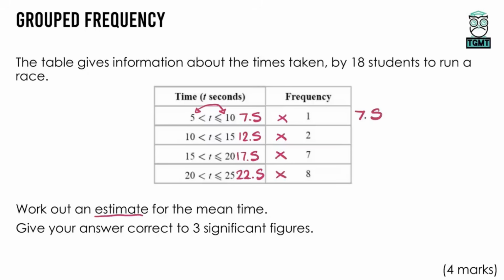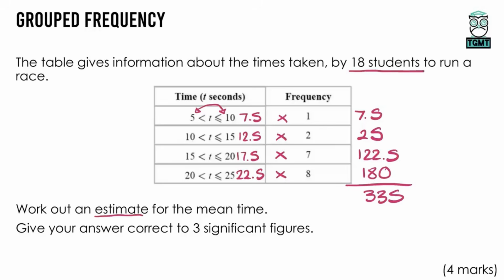So obviously using your calculator for this, and we're going to get the total of each row. 7 times 17.5 is 122.5, and then 8 times 22.5 is 180. Now we know the total of each row, we can get the overall total. So 180 plus 122.5 plus 25 plus 7.5 comes out as an overall total of 335. So to estimate the mean here, we want to divide the total by how many people there are. Now this particular question does tell us up in the words that there were 18 students.